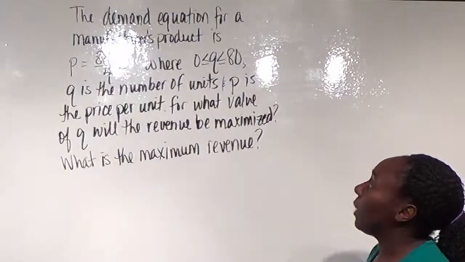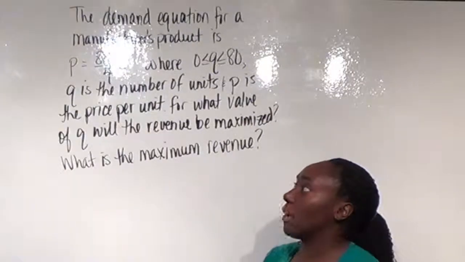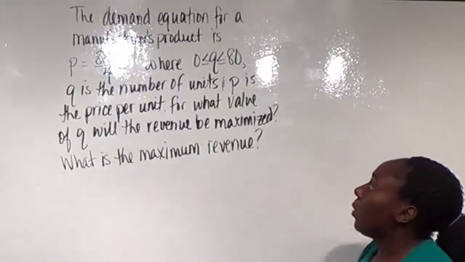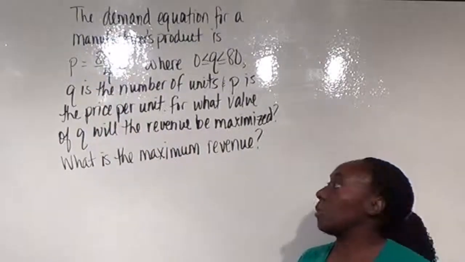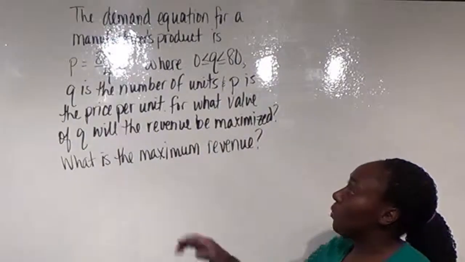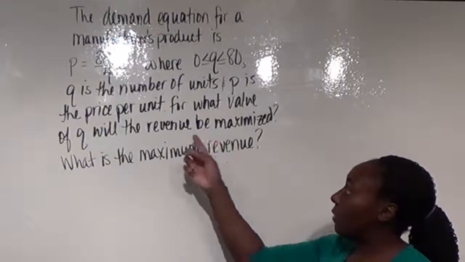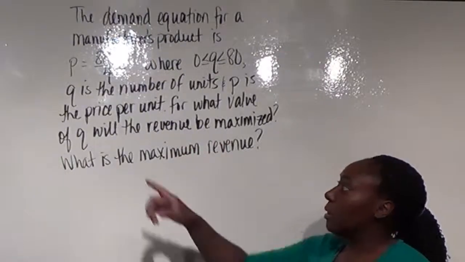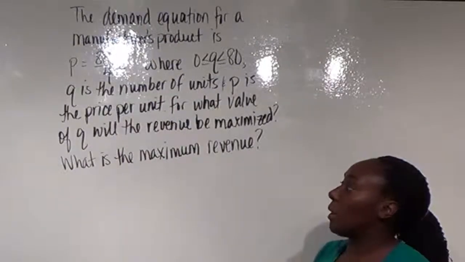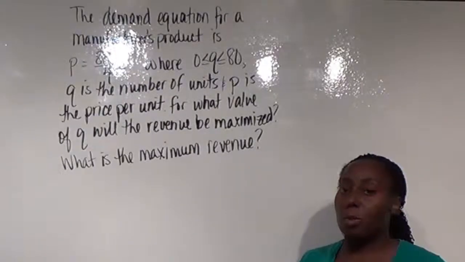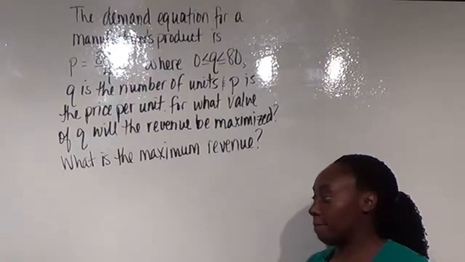So in this one, we have a demand equation for a manufacturer's product, P equals 80 minus Q over 4, where Q is between 0 and 80. And we want to find the number of units that will give a maximum revenue. Q is the number of units, P is our price, and once we find that Q value, we want to also determine what the maximum revenue is.